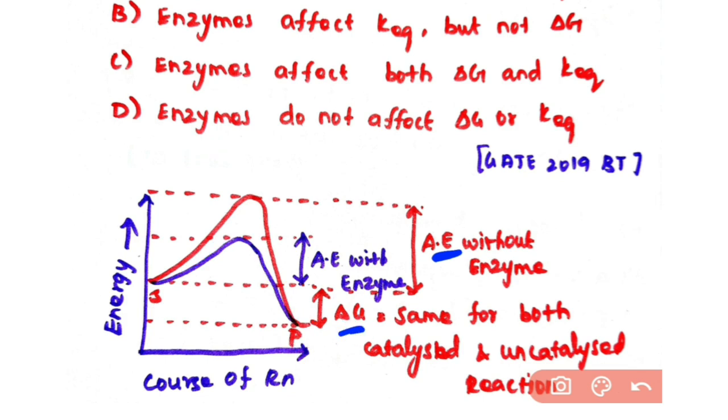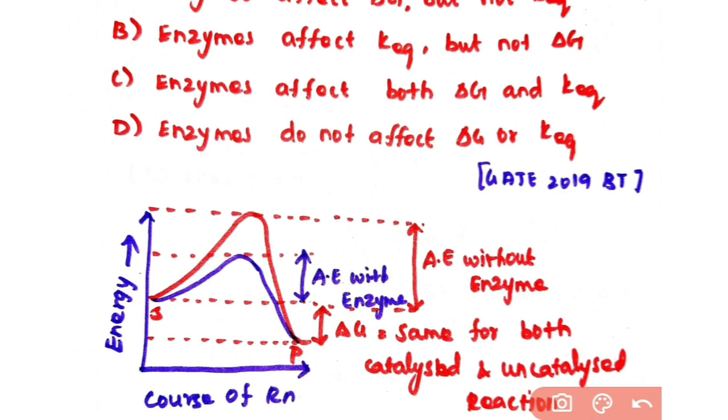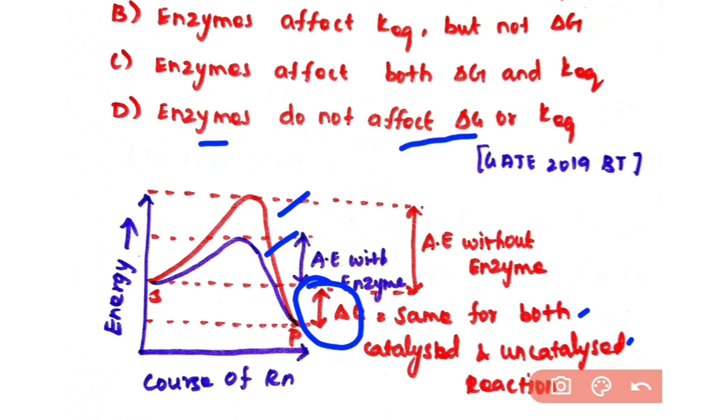Del G, that is your Gibbs free energy, is nothing but the free energy difference between your product and substrate. Look into the graph: the enzyme is changing only the activation energy. Between uncatalyzed reaction and catalyzed reaction, there is no change in del G. So del G is the same for both catalyzed and uncatalyzed reaction. So enzymes do not affect del G. It won't change the energy level of your substrate or product.